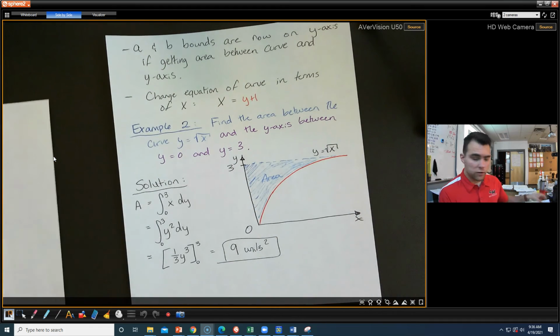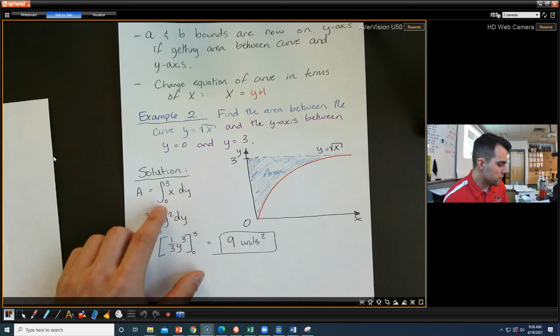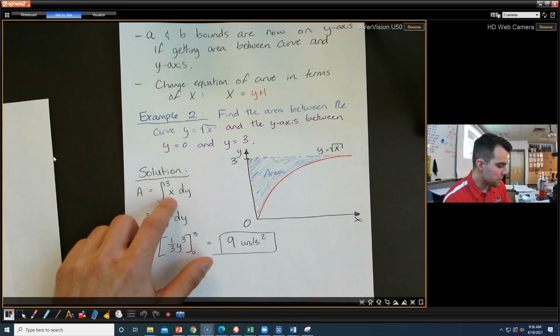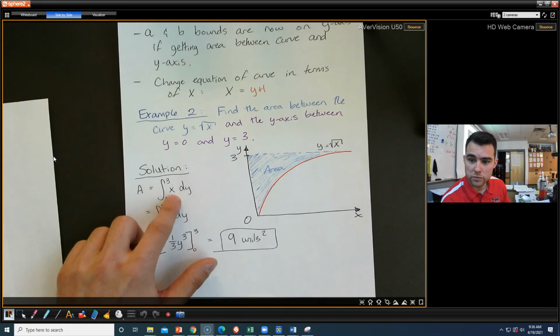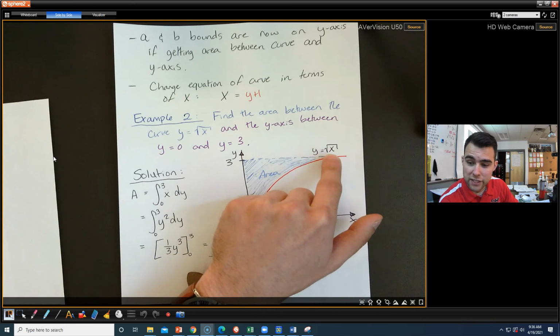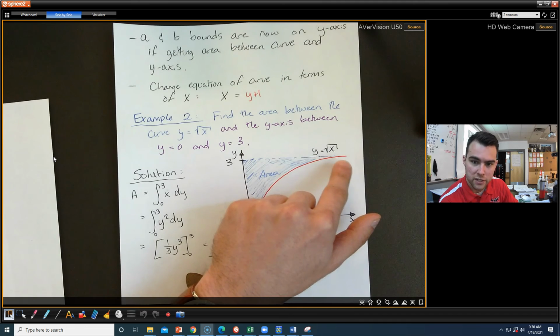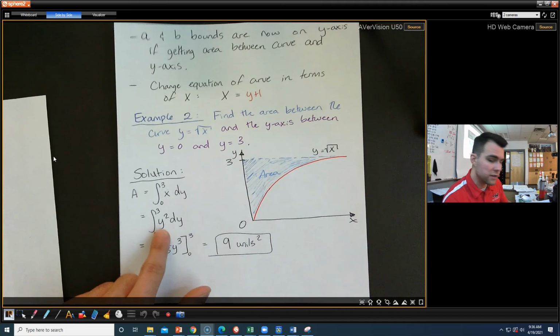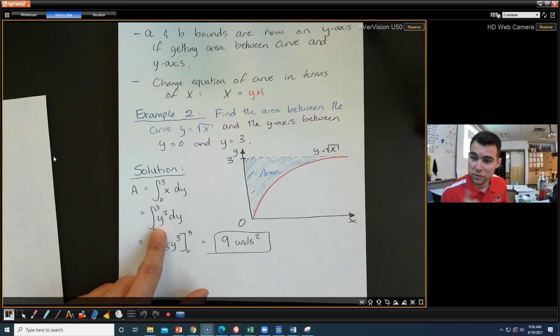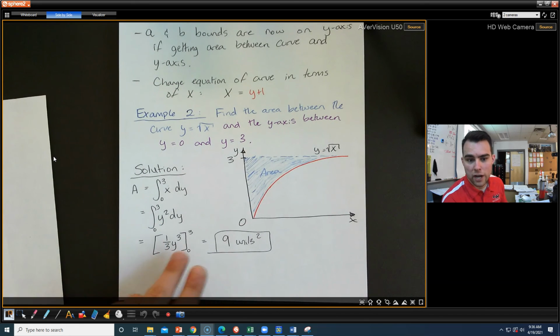So I set up my integral. Again, I'm using x as just some kind of placeholder. So I'm going from 0 to 3. And I'm going to change this to something in terms of y. So if I square both sides, I get y squared equals x. So I want to actually use y squared for this curve because I'm doing it with respect to y. And so I do the integral of that, 1/3 y to the third, and then I evaluate from 3 to 0. I find that I have 9 units squared.